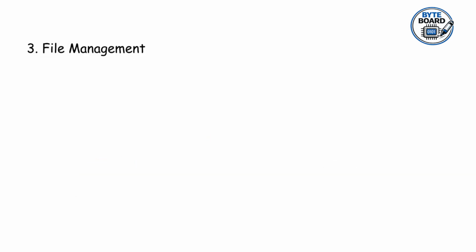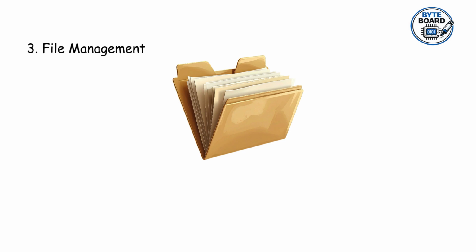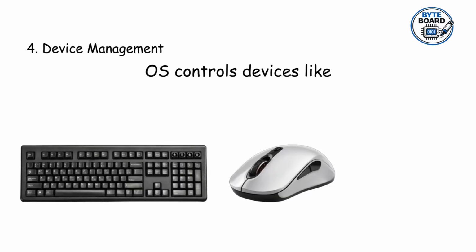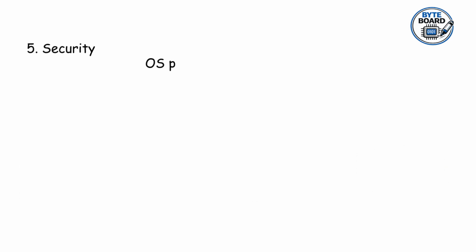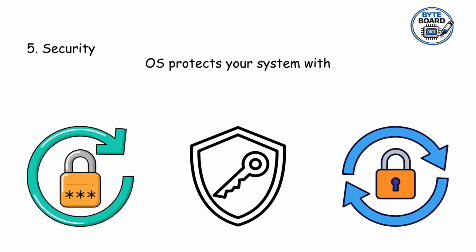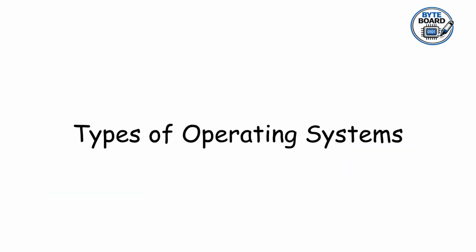3. File management. The OS manages files and folders. It helps you save data, open files, and organize storage. 4. Device management. The OS controls devices like keyboard, mouse, and printer. 5. Security. The OS protects your system with passwords, permissions, and security updates.